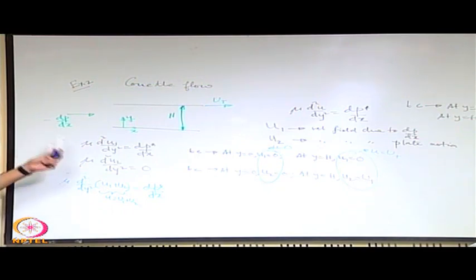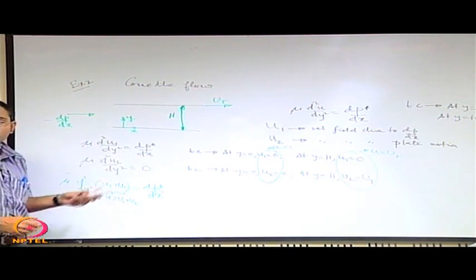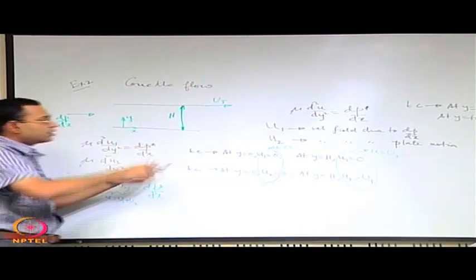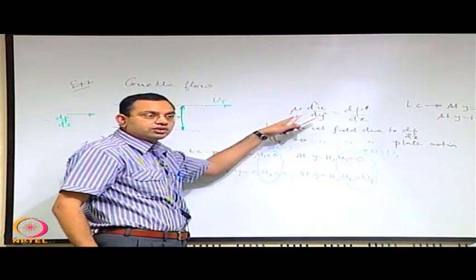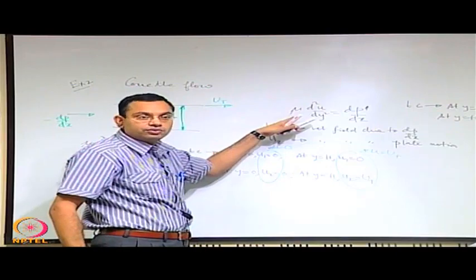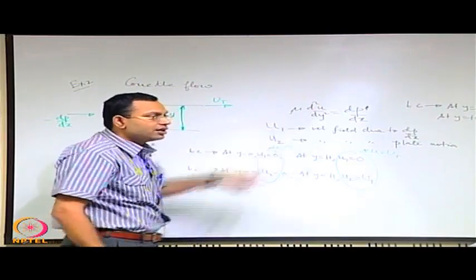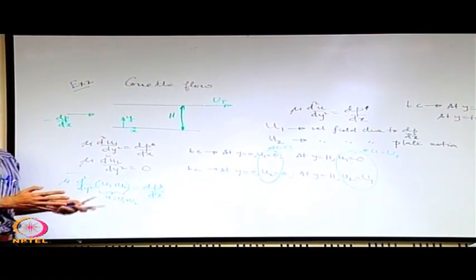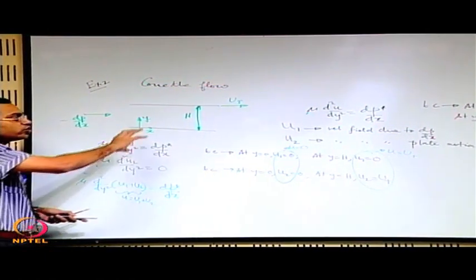Why are we able to do it so easily? Because of the linearity of the governing differential equation. Since this is a linear differential equation, if u equal to u1 is a solution and u equal to u2 is a solution, then u1 plus u2 is also a solution. So that is why you may exploit this linearity to decouple it into two different problems.